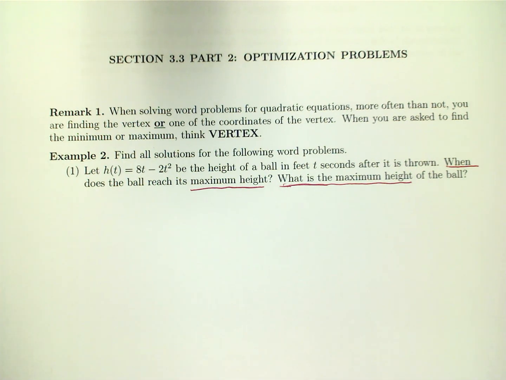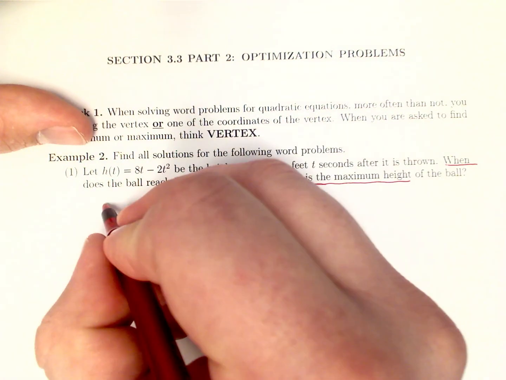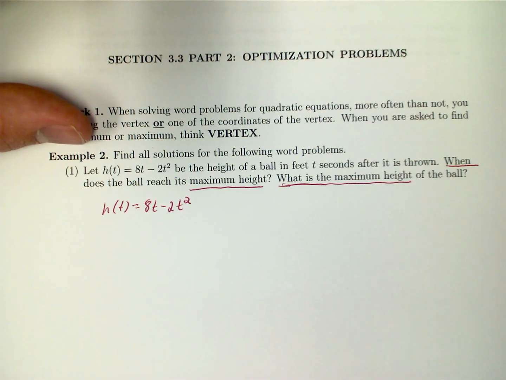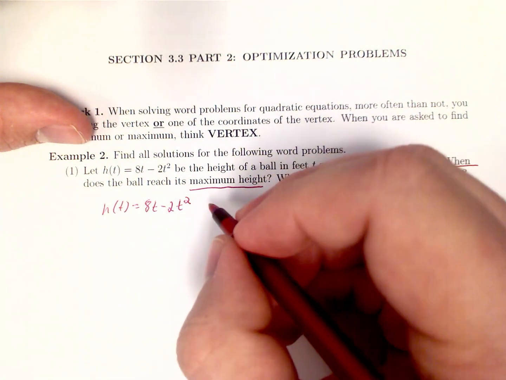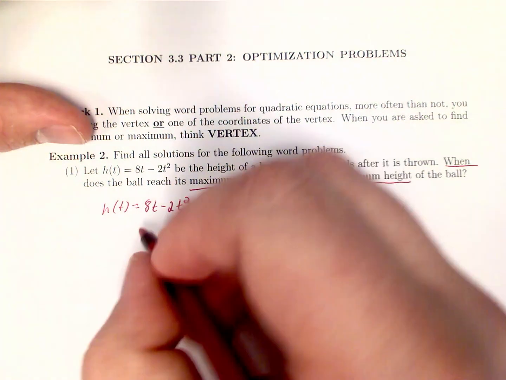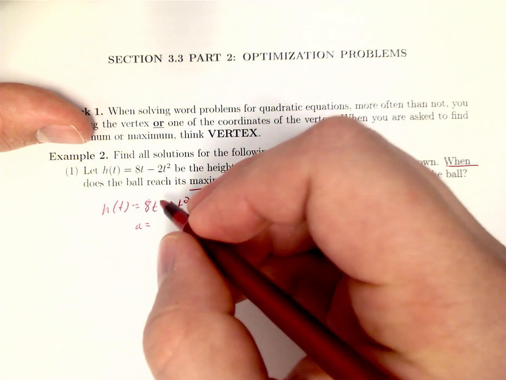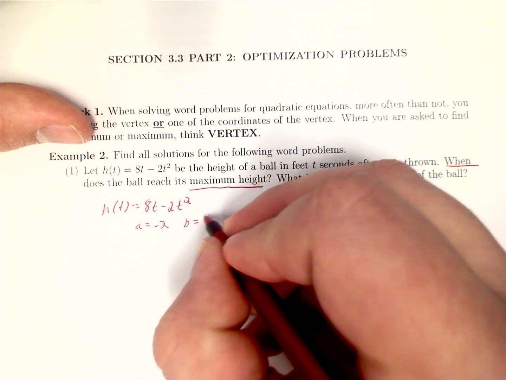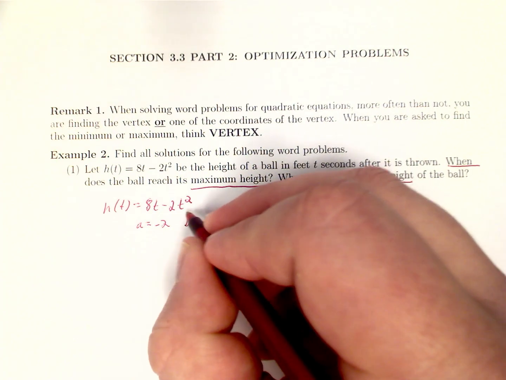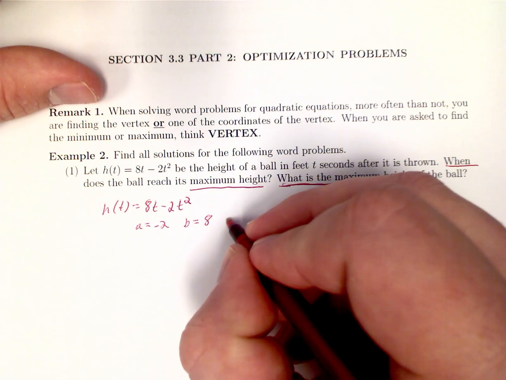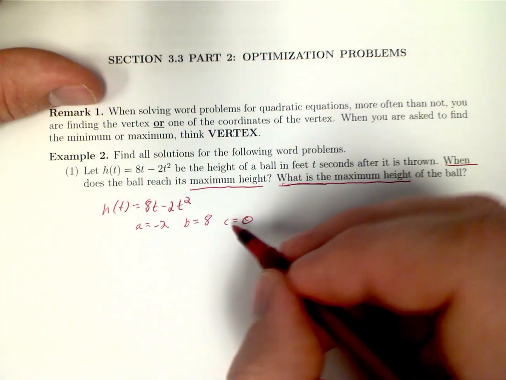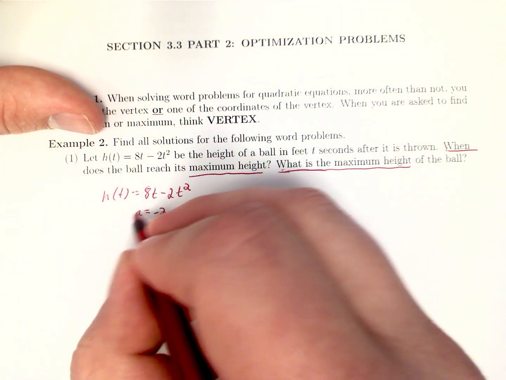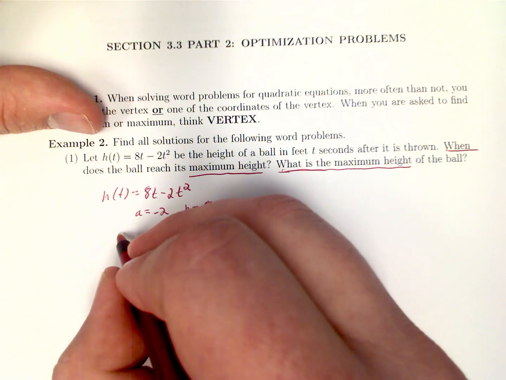All right, so again, what should we think? We should think vertex. So if h of t is given by 8t minus 2t squared, what is a, what is b, what is c? Well, a is the number in front of t squared, and this is in the general form. So we're going to have to use the formula. So a is negative 2. b is the number next to the variable without a square, so it's 8. And then we don't have a c here, not that it's useful in this particular instance anyway. Because of this, we're thinking vertex. We're like, okay, let's use this formula.